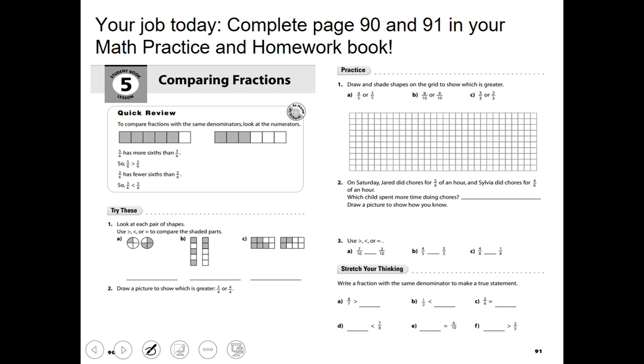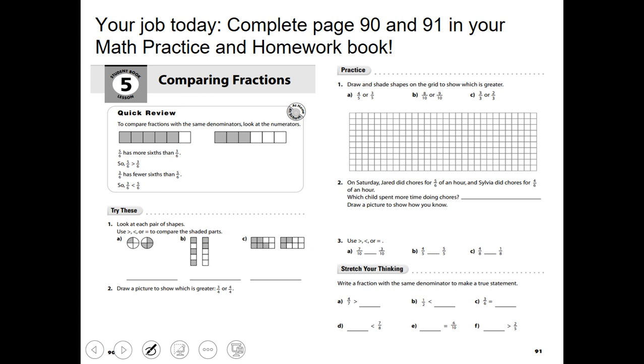So your job today is just to complete page 90 and 91 in your math practice and homework book, okay? You are going to do exactly kind of what we did already. So I'm going to go through each question with you.